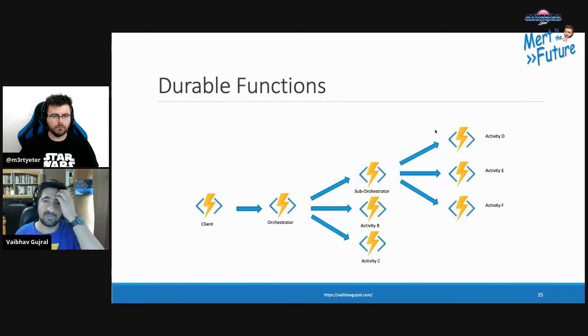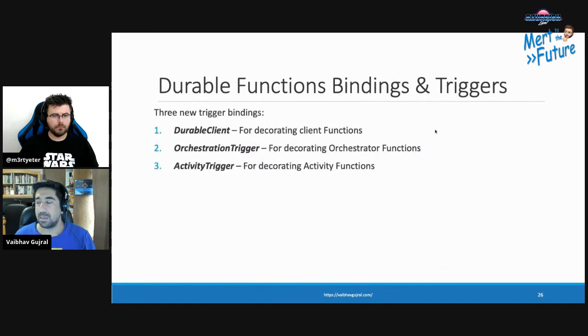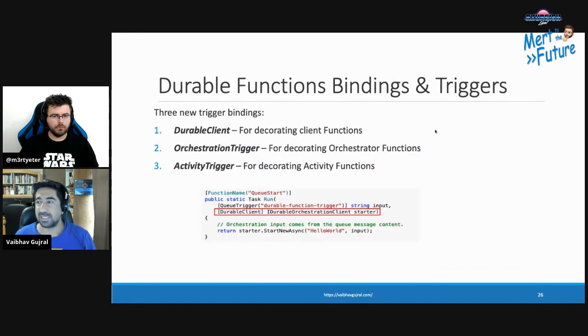Durable Functions has gone through multiple iterations, and starting with version 2.0, they also support something known as an entity function, which lets you define your durable entities in a stateful way. I have a slide on that, and we'll touch upon it shortly. On top of Azure Functions, for Durable Functions there are new trigger bindings that you can use to implement them. As you can see, I am showing an example here for a client function, where I have the function name as QueueStart.